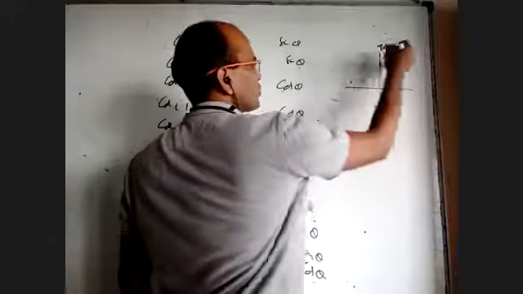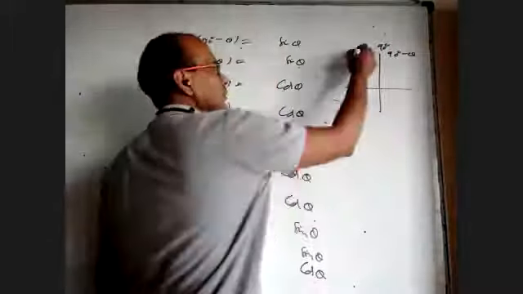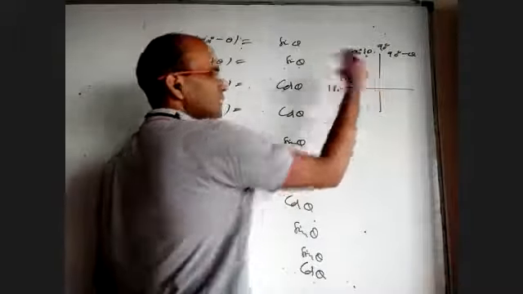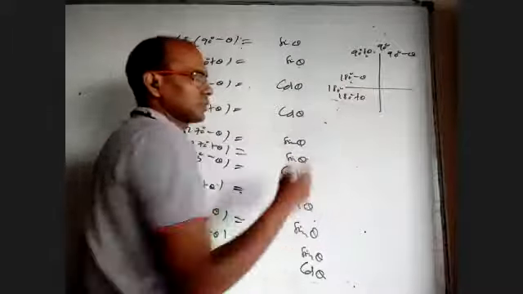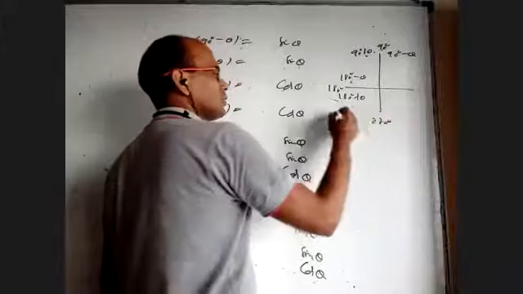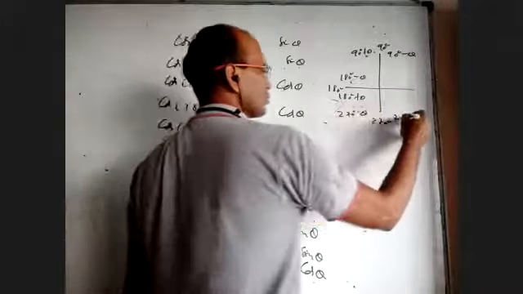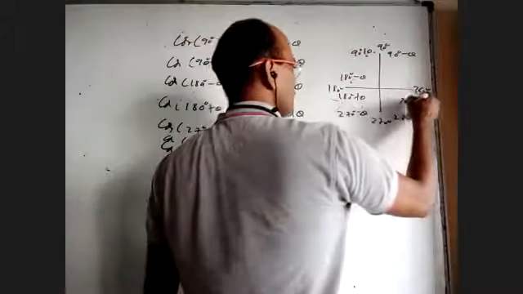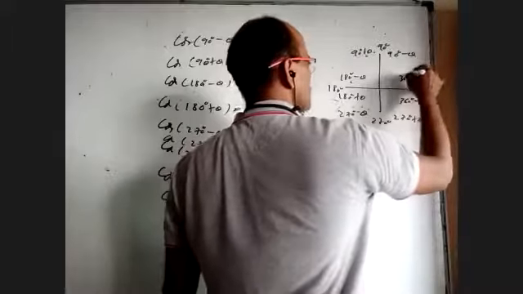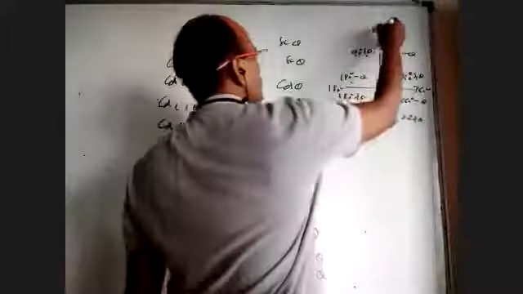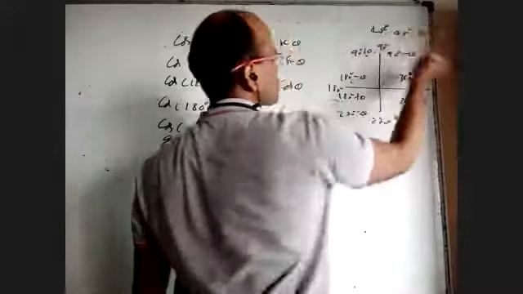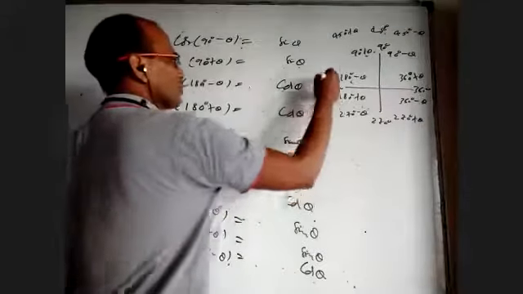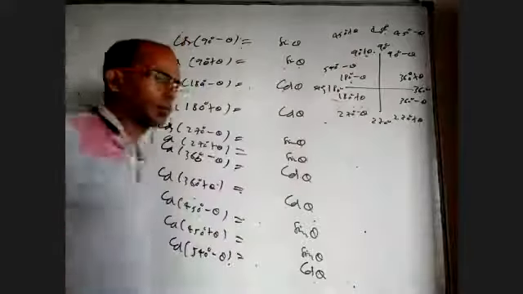When 90 degrees is here, 90 minus theta will be in the first quadrant, 90 plus theta in the second quadrant. 180 degrees is here: 180 minus theta is in the second quadrant, 180 plus theta is in the third quadrant. 270 is here: 270 minus theta is in the third quadrant, 270 plus theta is in the fourth quadrant. This is 360: 360 minus theta is the fourth quadrant, 360 plus theta is the first quadrant. This is 450: 450 minus theta is the first quadrant, 450 plus theta is the second quadrant. This is 540: 540 minus theta is in the second quadrant.